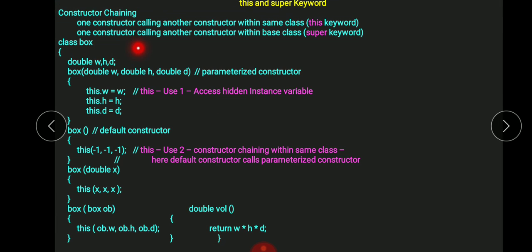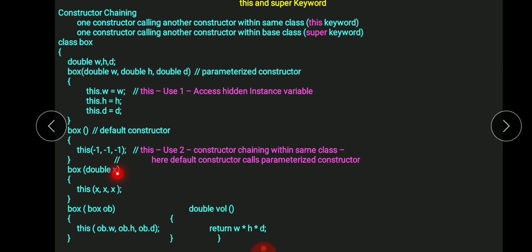So we already know what a constructor is. A constructor is a method which has the same name as the class name and which is used for initializing the instance members. There are three types of constructors: copy constructor, parameterized constructor, and default constructor. The first use of this keyword is to access the hidden instance variable.